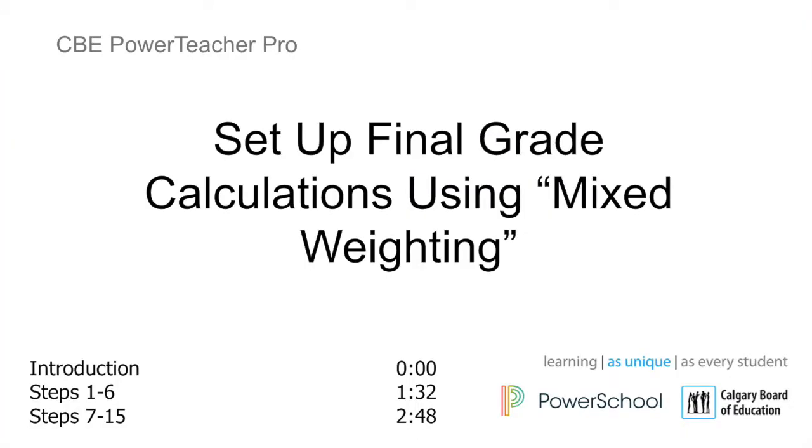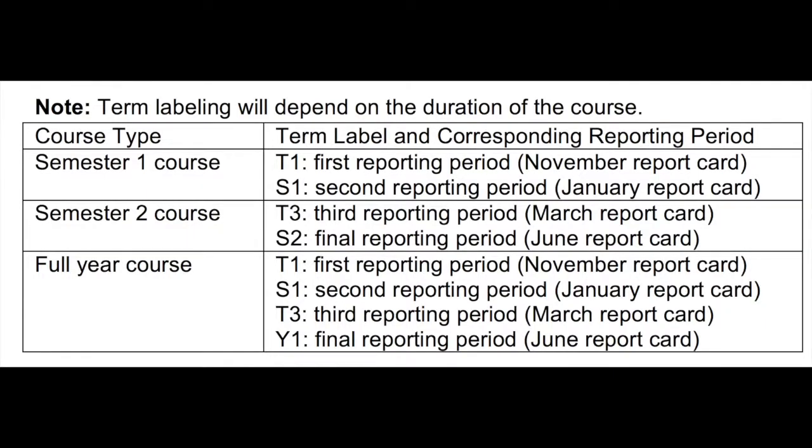This video will show you how to set up final grade calculations using mixed weighting in PowerTeacher Pro. High school teachers must define the final grade calculations for each class they teach. A final grade calculation must be set up for each reporting term. That is, both T1 and S1 calculations must be set up for a Semester 1 course.